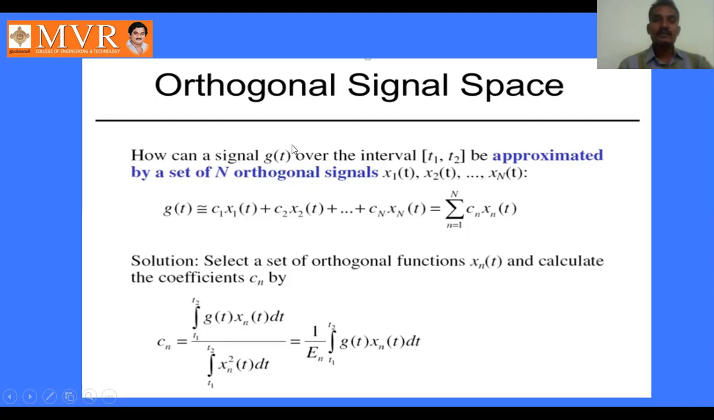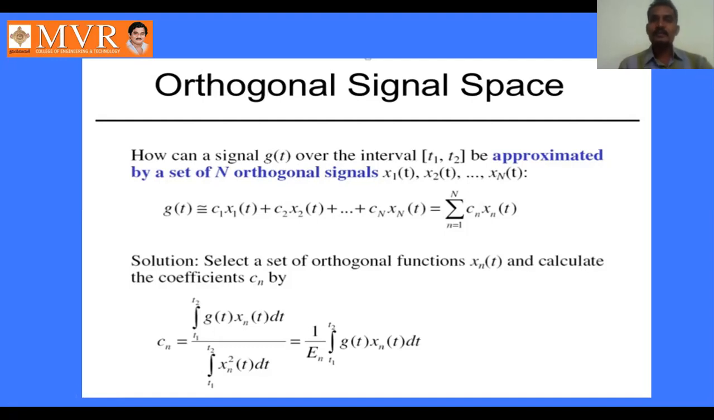See here how to approximate the signal g(t) with n number of orthogonal signals x1(t), x2(t), x3(t), up to xn(t). Suppose we take two signals, g(t) and x(t). How to approximate g(t) as x(t)? That is, g(t) is approximately equal to c times x(t).